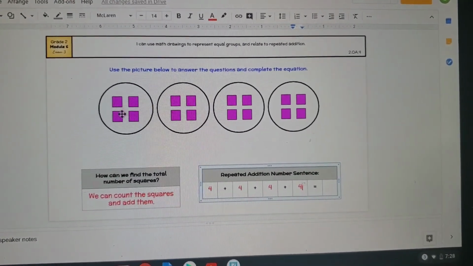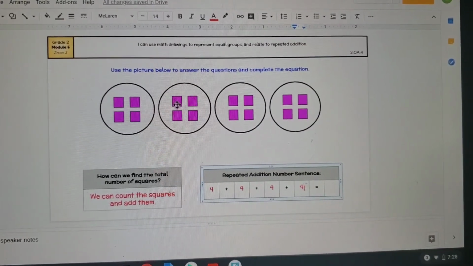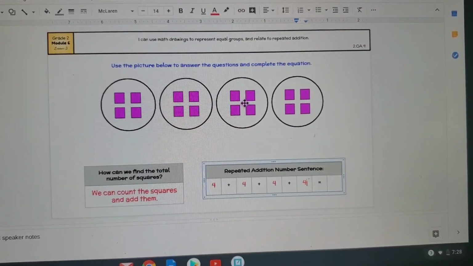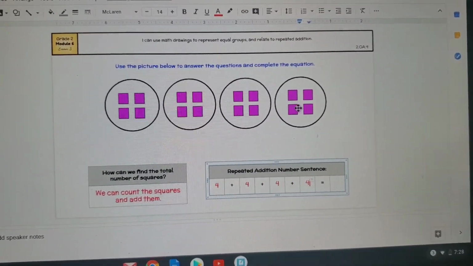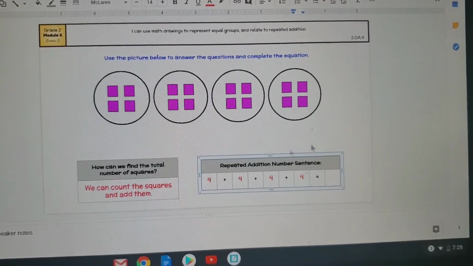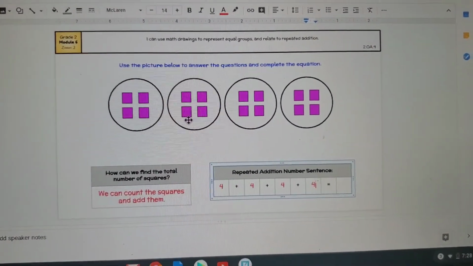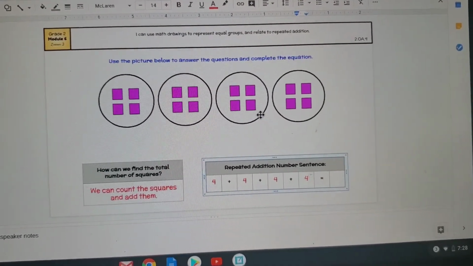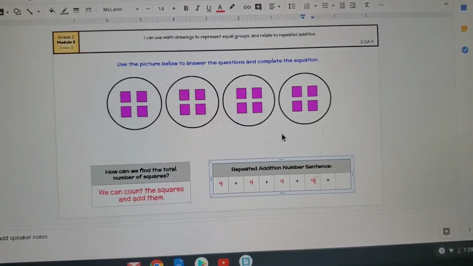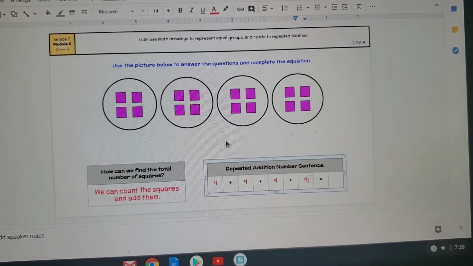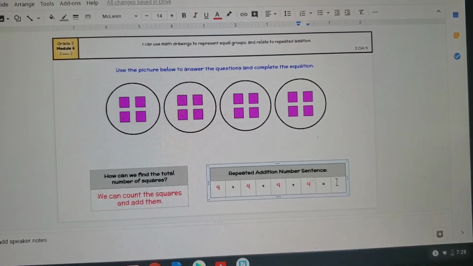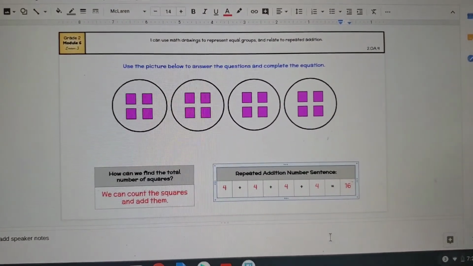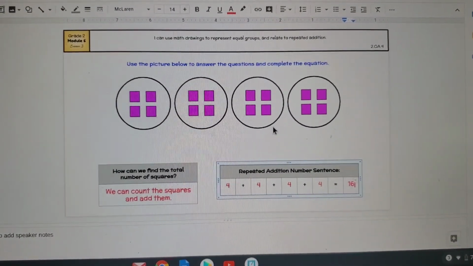So I have 1, 2, 3, 4, 5, 6, 7, 8, 9, 10, 11, 12, 13, 14, 15, 16 in total. That's one way I can do it. Another way I can do it is 4 plus 4 is 8. Plus another 4 plus 4 is 8. And I know that 8 plus 8 is 16. So there's different ways that you can add, but we are going to continue using repeated addition to continue adding.